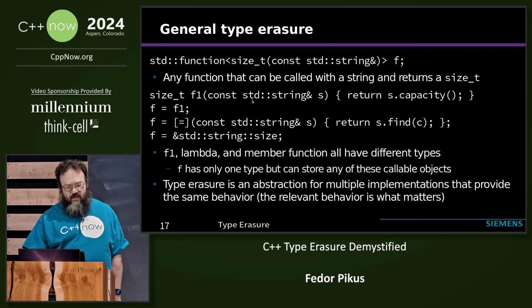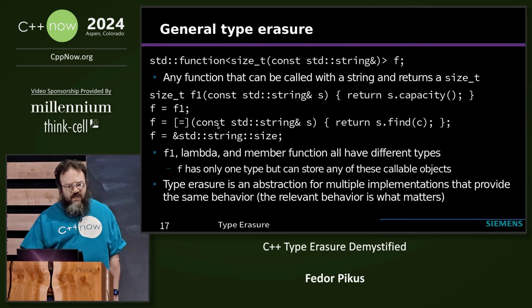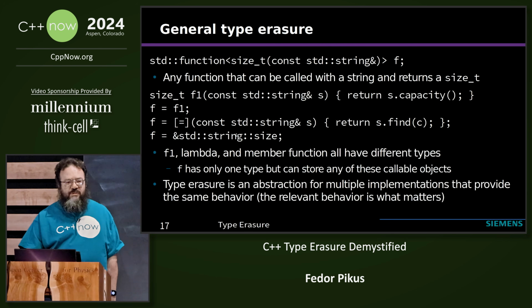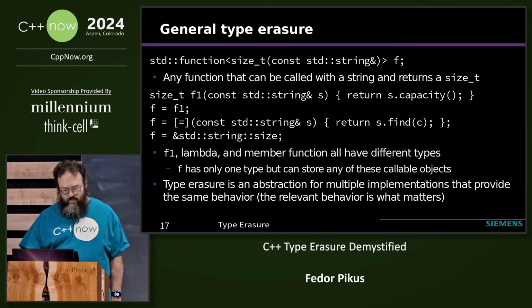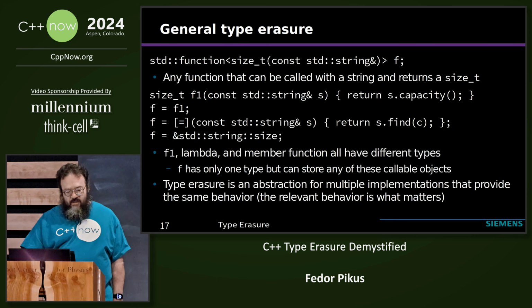Who provides that calling capability? Anyone. Freestanding function? Sure. Lambda, even stateful lambdas with captures that do not decay to freestanding functions, go right ahead. Member function pointers, no problem. That too. So now our std::function f has only one type, and somehow we can stick all these different types into it, and it'll do the right thing.